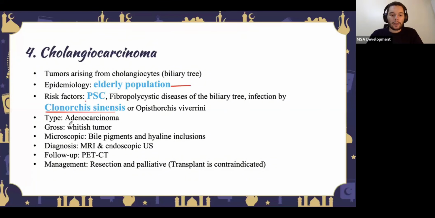It typically appears as a whitish tumor. There's a picture, Saraha, I forgot to include, where there is like a whitish mass over here. This would be a cholangiocarcinoma. Diagnosis is through an MRI or an endoscopic ultrasound.